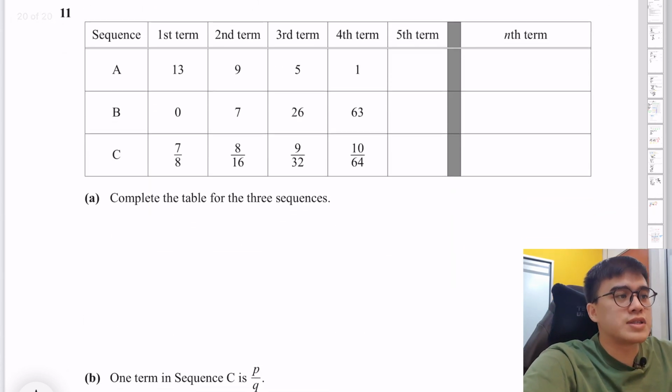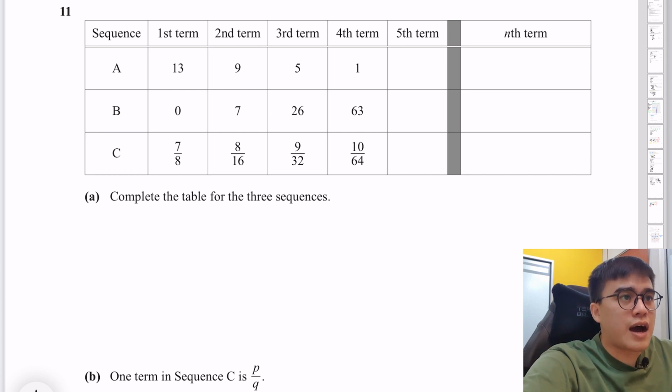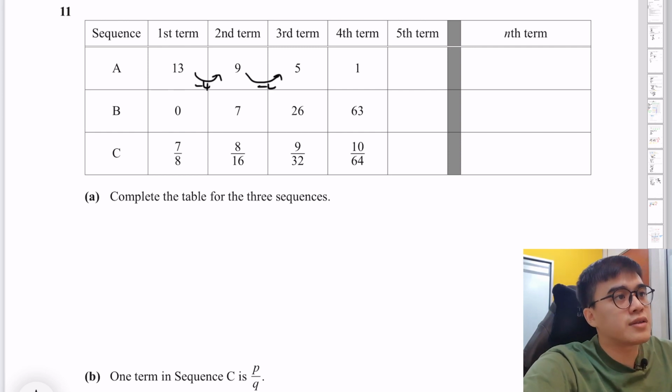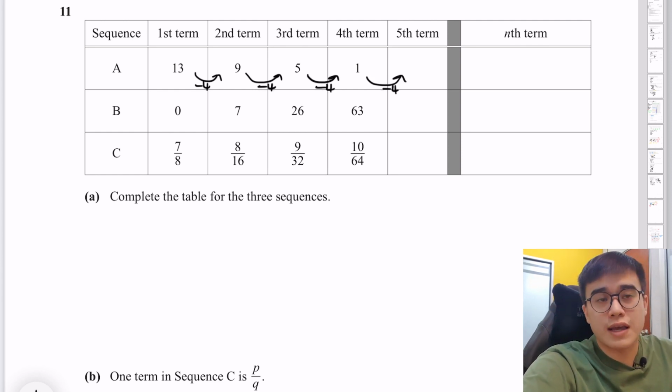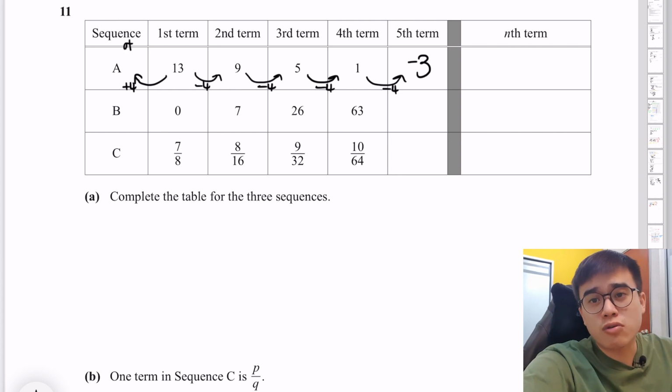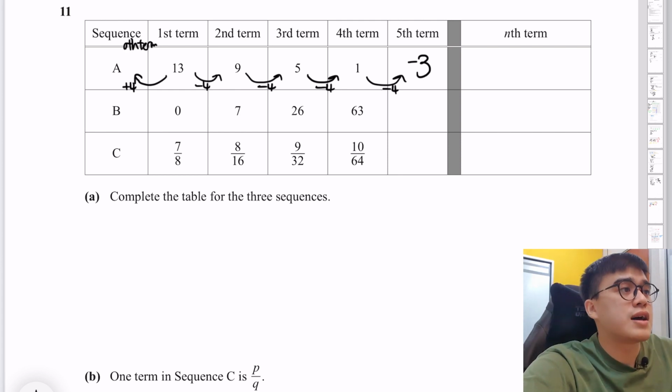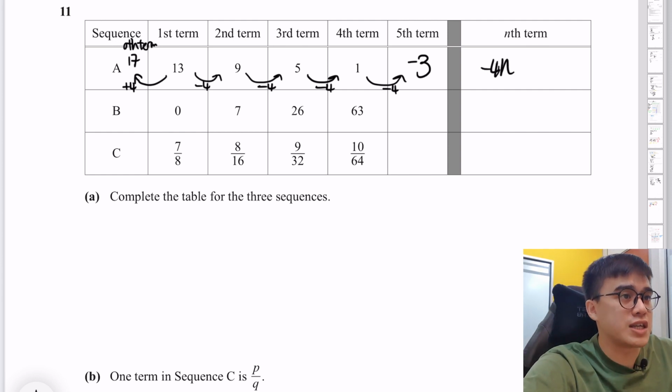For question 11, sequence A, this is actually an arithmetic sequence where the difference is constant at negative 4. So 13 minus 4, you get 9. To get to the fifth term, I take 1 minus 4, and then I get negative 3. To get to the 0th term, I have to take 13 plus 4 and get 17. With the 0th term and the common difference, I can now construct my nth term as negative 4n plus 17.